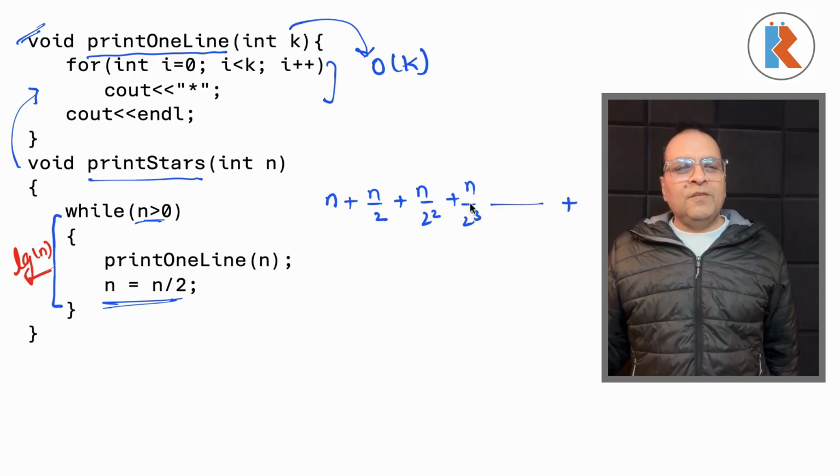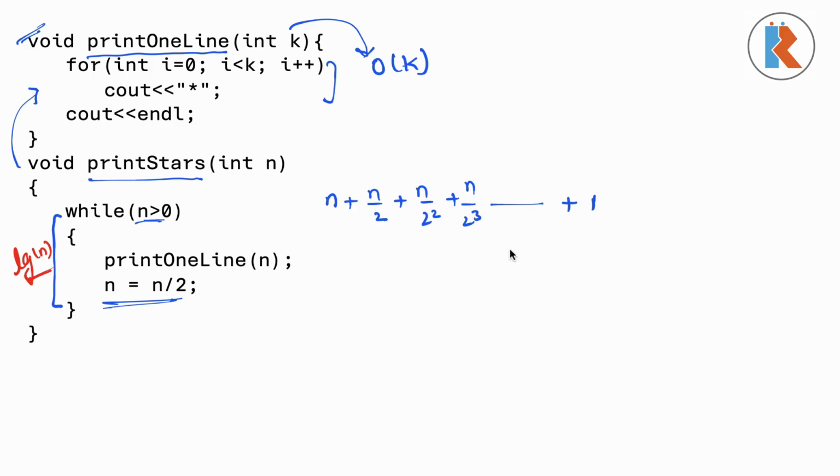The last value for which this print one line function will be called will be n equal to 1. Therefore, by the previous method, we can say that the total time complexity will be the sum of all of these values. Now, how do you find the sum of all of these values? This is a GP series, and it's a decreasing GP series.